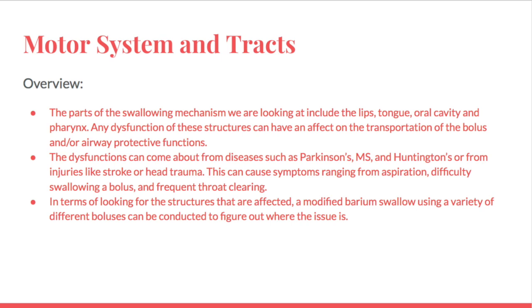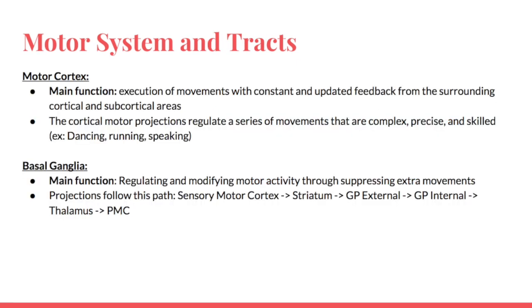In terms of looking for the structures that are affected, a modified barium swallow using a variety of different boluses can be conducted to figure out where the issue is. This gives the clinician an idea of what structures are affected and where the lesion might be in the brain. Next, we're going to go over just the basics of the motor systems that are included in dysphagia. So the first is the motor cortex, and the main function is the execution of movements with constantly updated feedback from the surrounding cortical and subcortical areas.